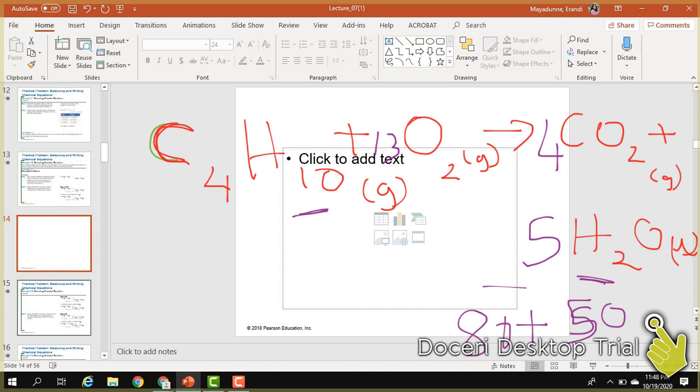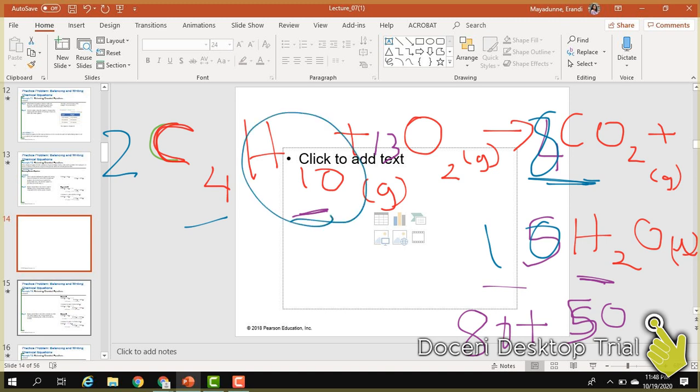If I multiply everything by 2, let me check. Now it is 2, then this is already 13, and then it's 8 and 10. Now I have 8 carbons and 8 carbons. Carbon is good. And 20 hydrogens, because you multiply the 10 by 2. You have 20 hydrogens here. That is correct. So now the equation is balanced.